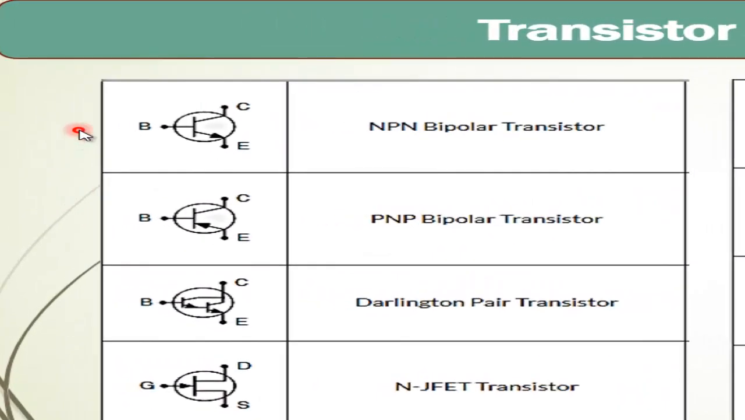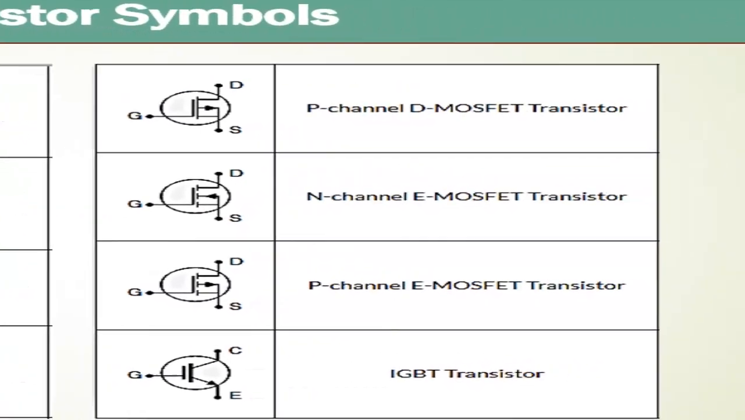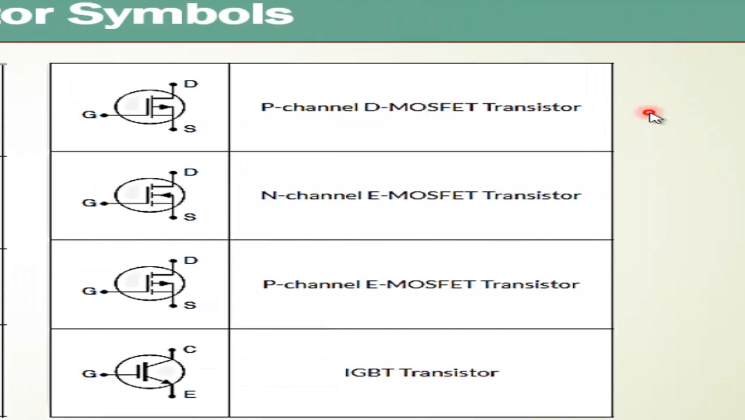The next is the transistor symbols. This is for NPN bipolar transistor. The next is PNP bipolar transistor. Next is Darlington pair transistor. This is N-channel JFET transistor. This one is the P-channel DMOSFET transistor. This is N-channel EMOSFET transistor. Next is P-channel EMOSFET transistor. This is for the IGBT transistor.